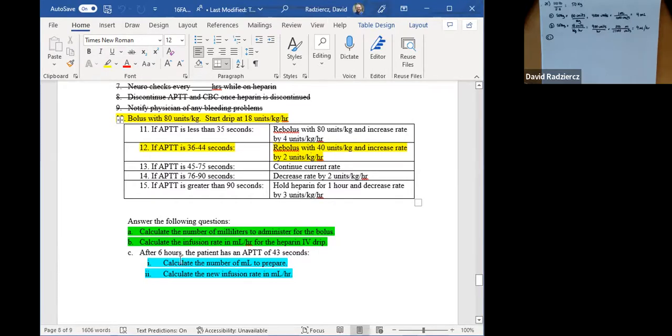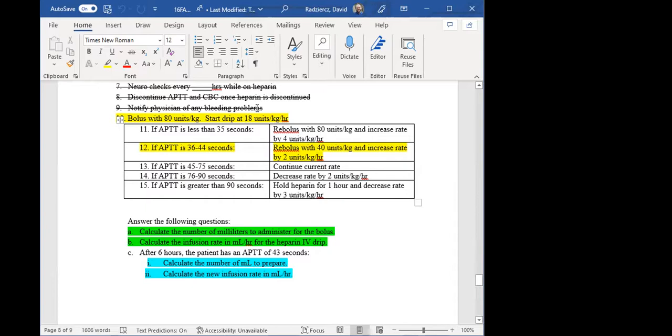But then it tells you to calculate the number of milliliters to prepare. That's for the new bolus or the rebolus, and then to calculate the new infusion rate. So for the rebolus, instead of using the 80 units per kilogram body weight, now we're going to use 40 units, which is exactly half. And so hopefully that should also be half of the milliliters that we gave, but we'll verify that. The other thing is, when we talk about the infusion rate, remember the initial was 18 units per kilogram per hour. Now we're going to increase it by 2 units per kilogram per hour. So my new variable is going to be, instead of 18 units per kilogram per hour, 20 units per kilogram per hour.